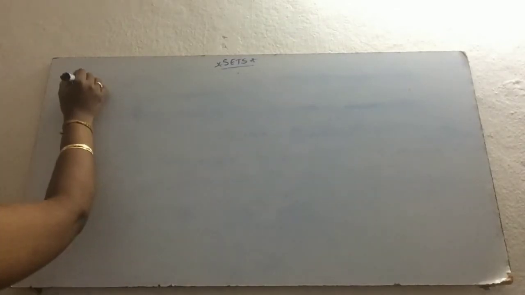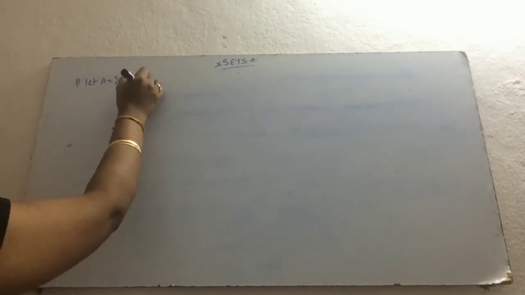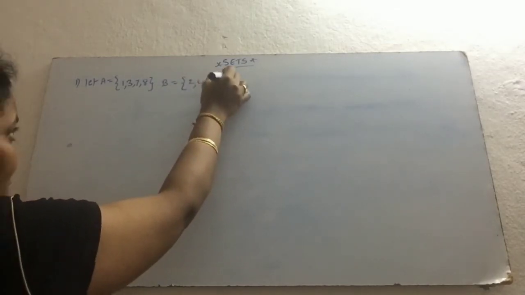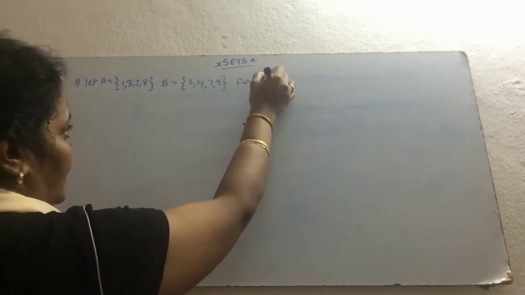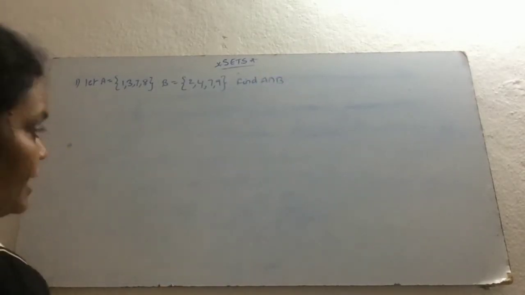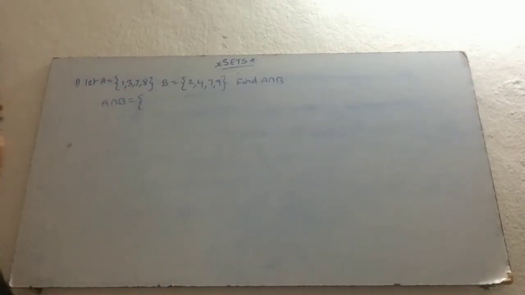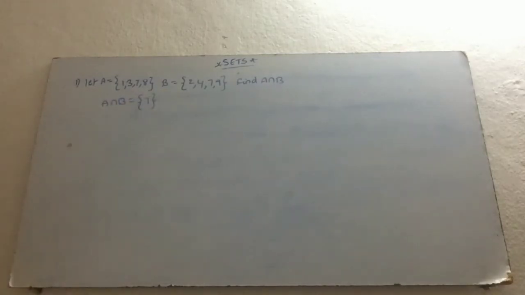And the next, let A equal to {1, 3, 7, 8}, B equal to {2, 4, 7, 9}. Find A intersection B. A intersection B means common elements in A and B. Here only 7 is the common element. That means A intersection B is equal to {7}.